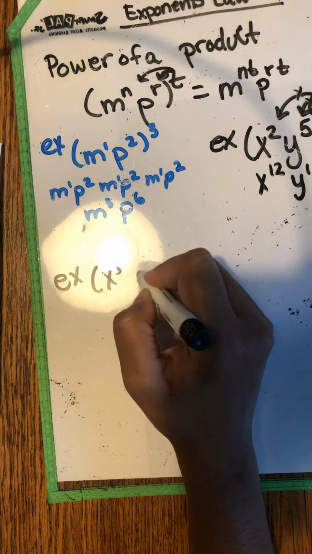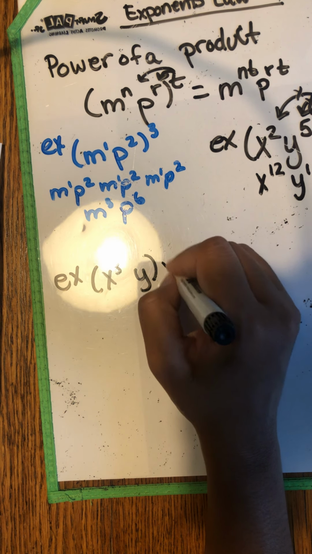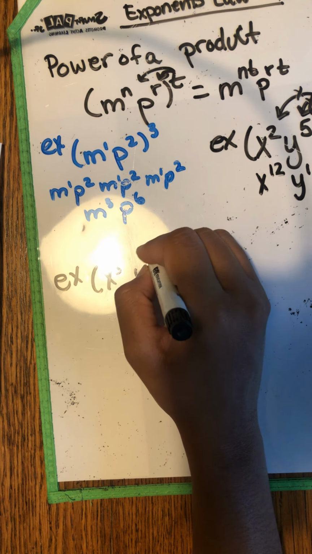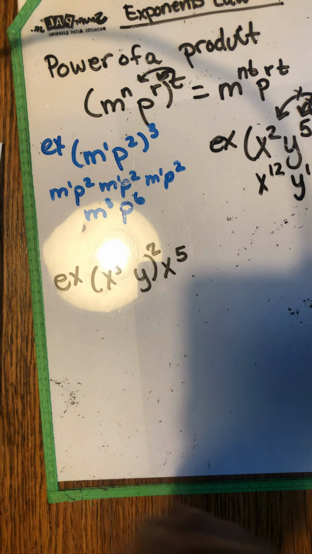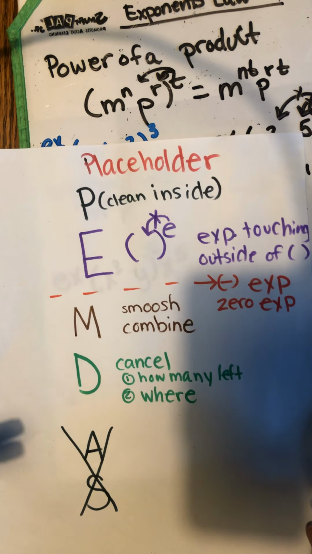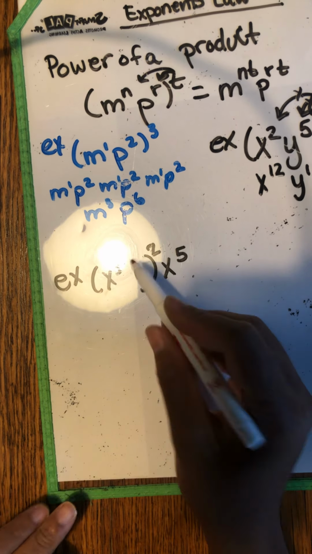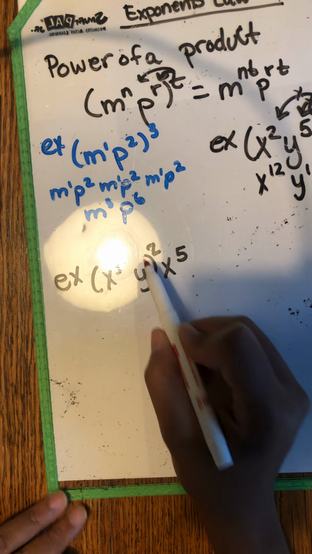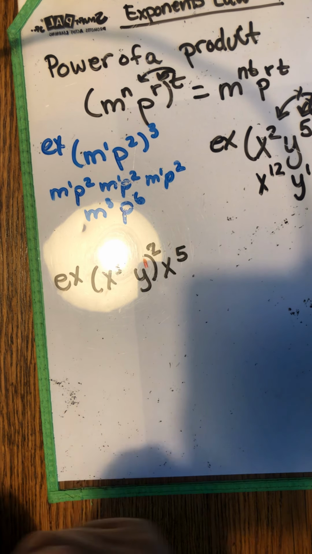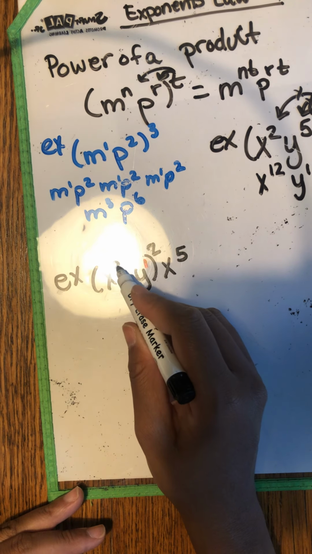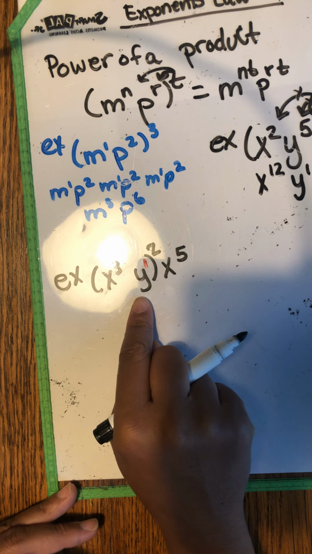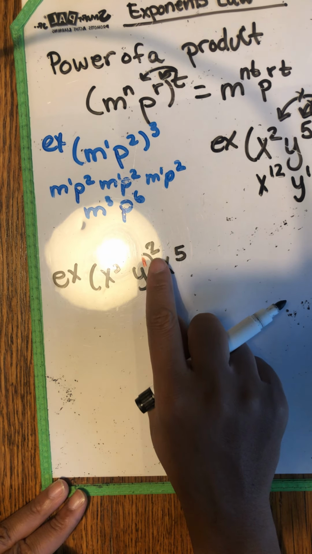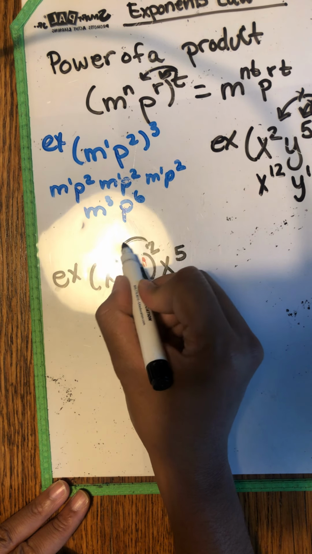So an x to the 3rd, y. Let's put an x to the 5th on the outside with a 2 on the outside. First thing I'm going to do is check to see if there are any placeholders needed. And yes, there are. This y does not have an exponent. Give it a 1 exponent. Second thing, can you clean up inside the parentheses? Nope, these 2 cannot go together. They're not friends.